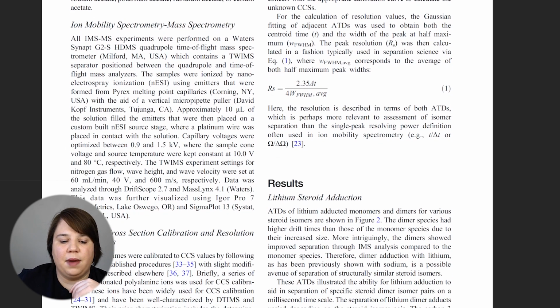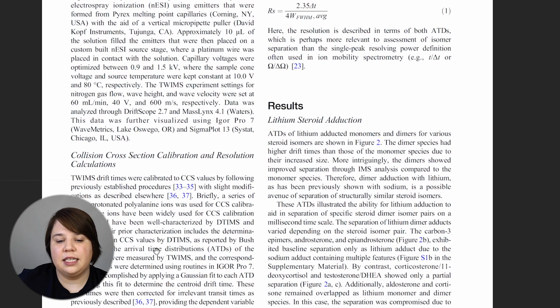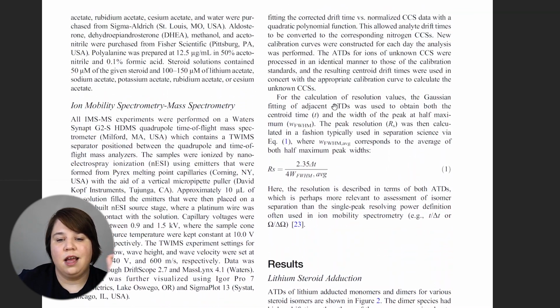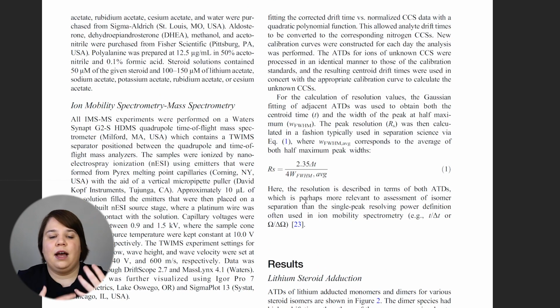And then I go into my analysis section. So this is talking about collision cross-section, calibration, and resolution calculation. So this is how I actually analyze my data to show within this paper. And so that's kind of how to section out your method section, is basically devote one subsection to each major step in your experimental process.